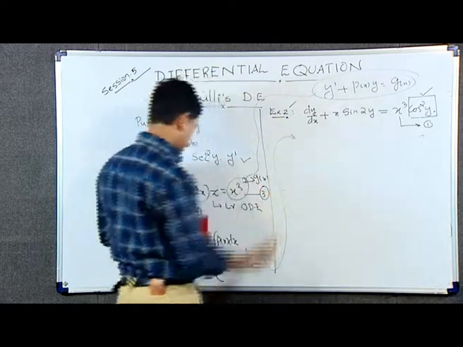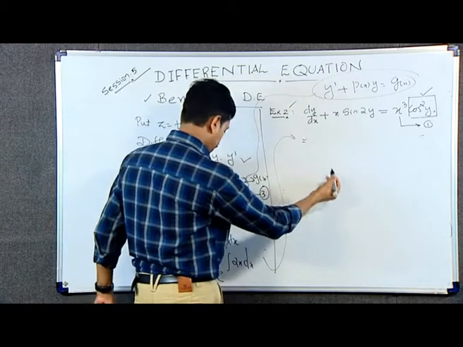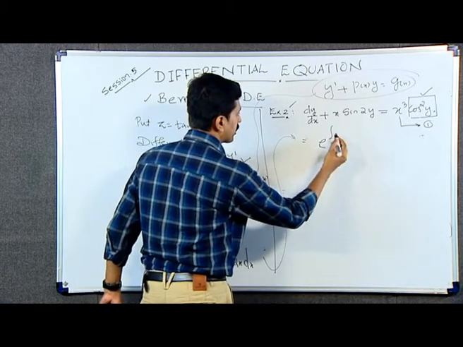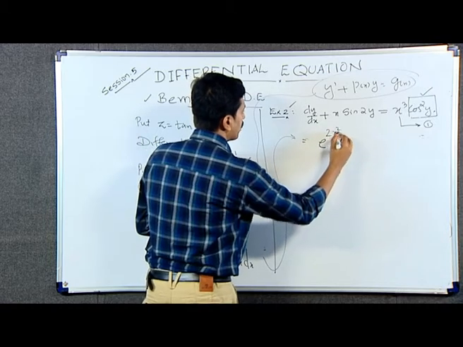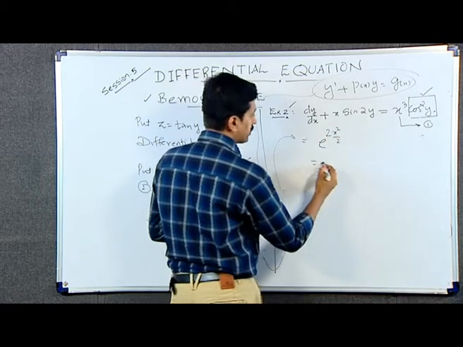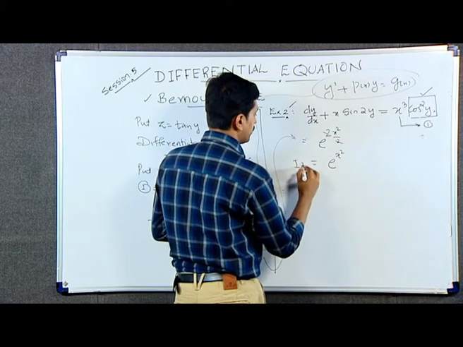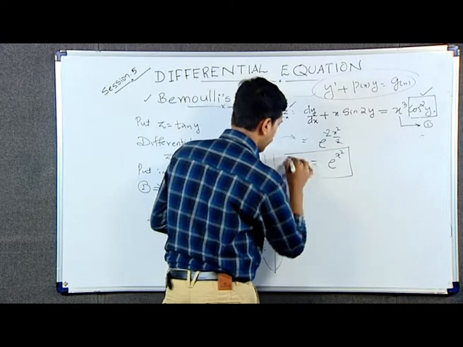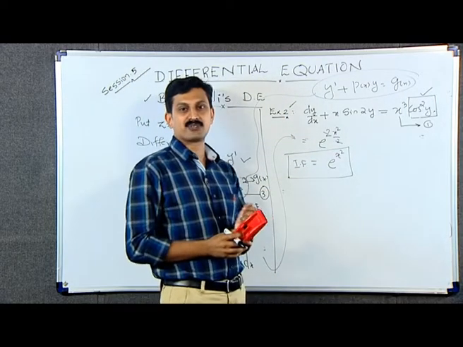We will have e raised to integral 2x dx. Therefore, this is equal to e raised to integral 2x, which is 2x square by 2. We can cancel 2 and 2 and we will have e raised to x square. This is the integrating factor. The integrating factor is equal to e raised to x square.